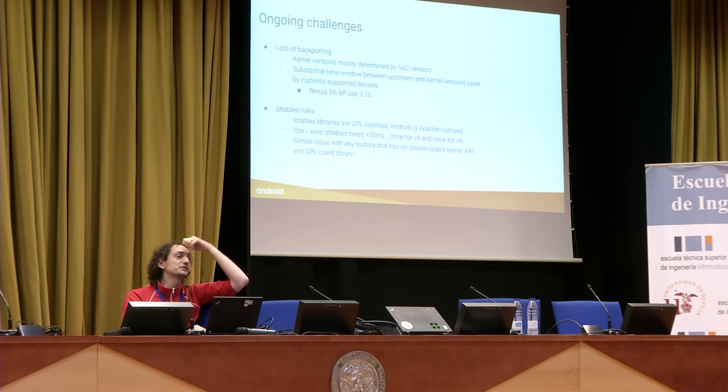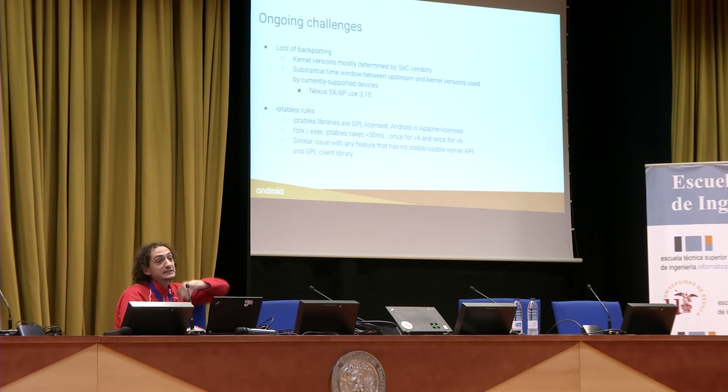IP tables rules. So IP tables is a funny thing, right? We basically fork and exec IP tables. That's our API, because there's no real kernel API. There are warnings all over the place: do not use this, this is not an API, use libipt instead. Well, we can't link to libipt because we're Apache licensed, and libipt is GPL. So it's not like we're trying to do something proprietary. It's just that the licenses aren't compatible.